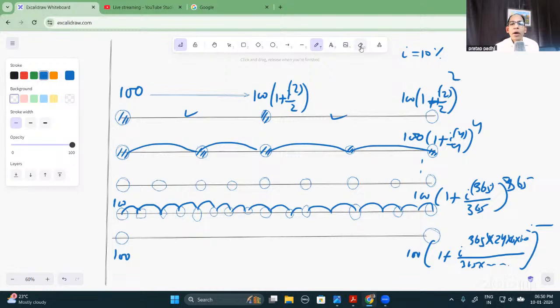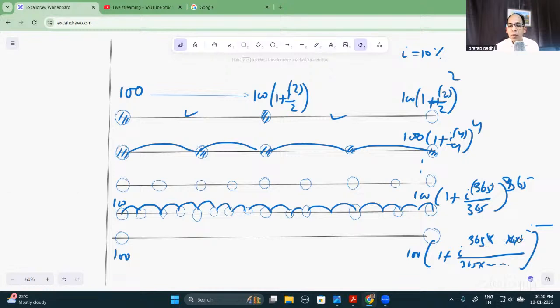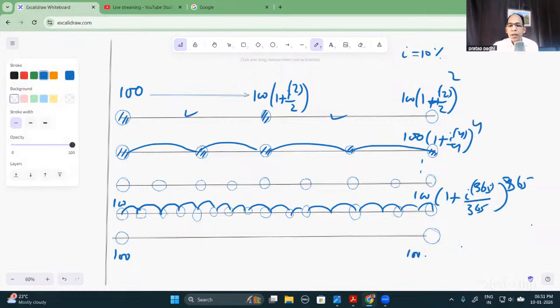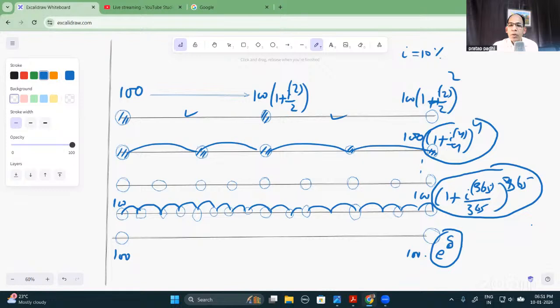Before that, I need to delete this. So instead of 1 second, I'll make it half a second, quarter second, millisecond. Then I'll go to every moment. Then what will happen? This will become E to the power delta. Mathematically that's not exactly true, but it's okay. Let me say E power delta. So this E power delta is approximately equal to this one, not quite approximate, but close to this one.